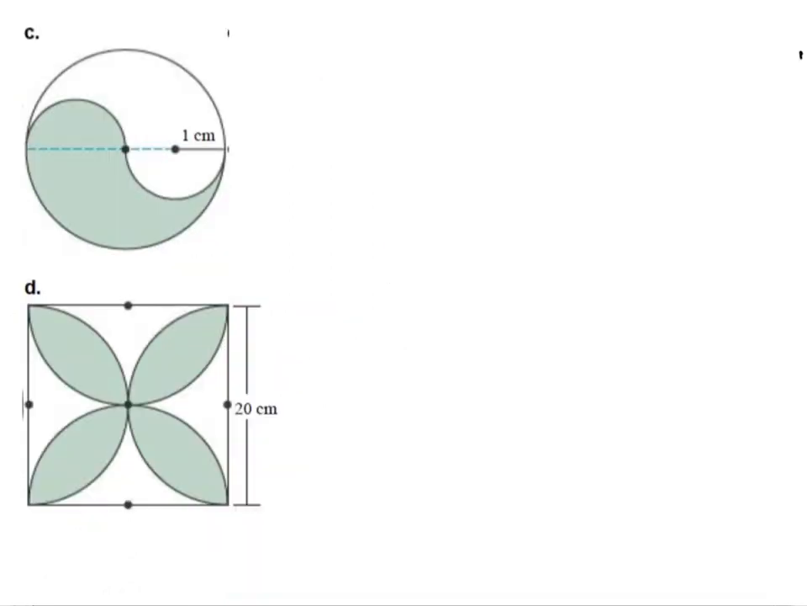Now for part C, that's kind of tricky. Again, we're figuring out the shaded area. In fact, actually, let me put this up here. So the shaded area, notice the shaded area is exactly half of that circle. It's half of the circle. It's weird shading, but it's half the circle. So it's half of the area of the circle.